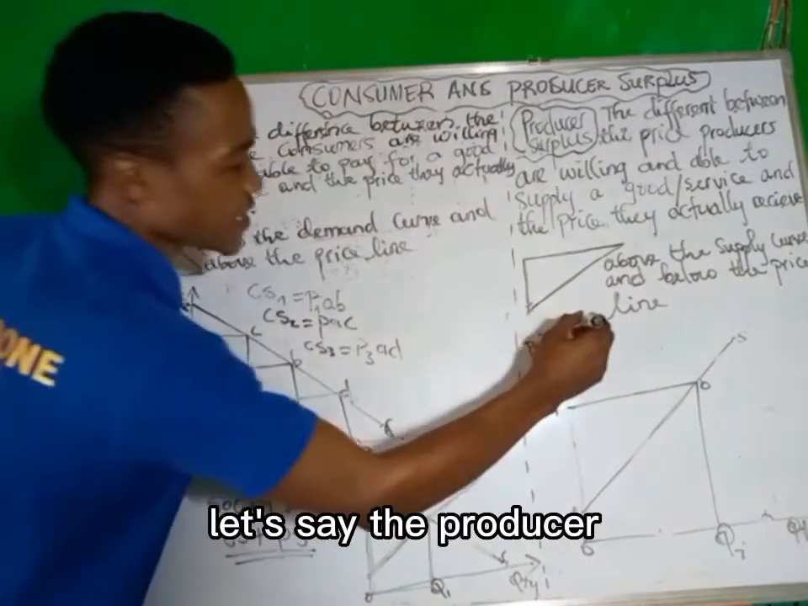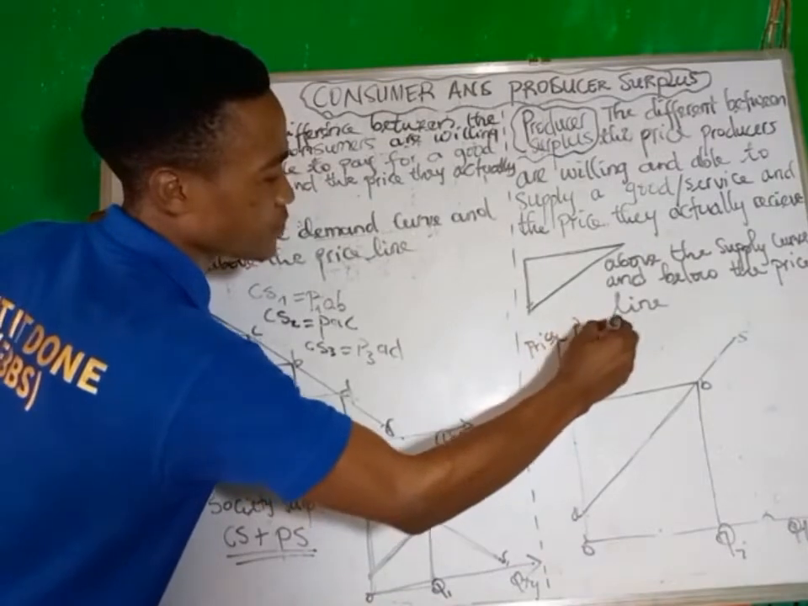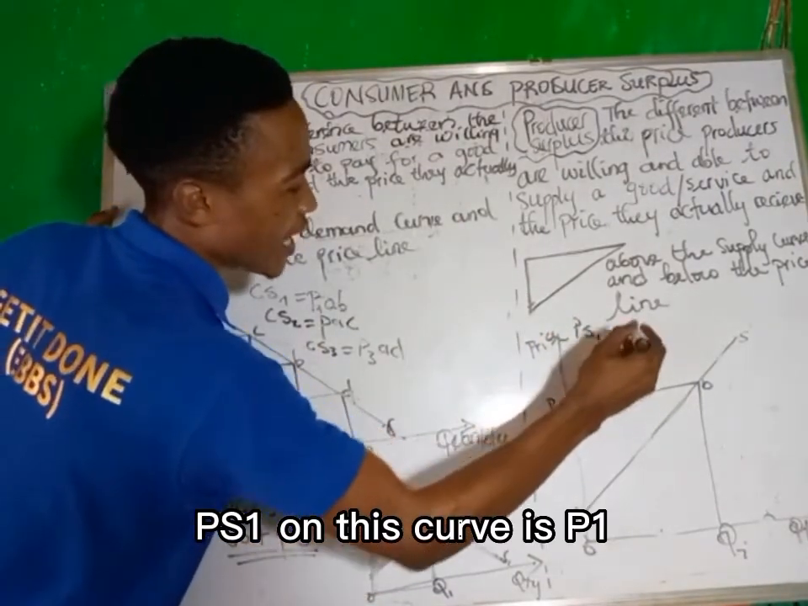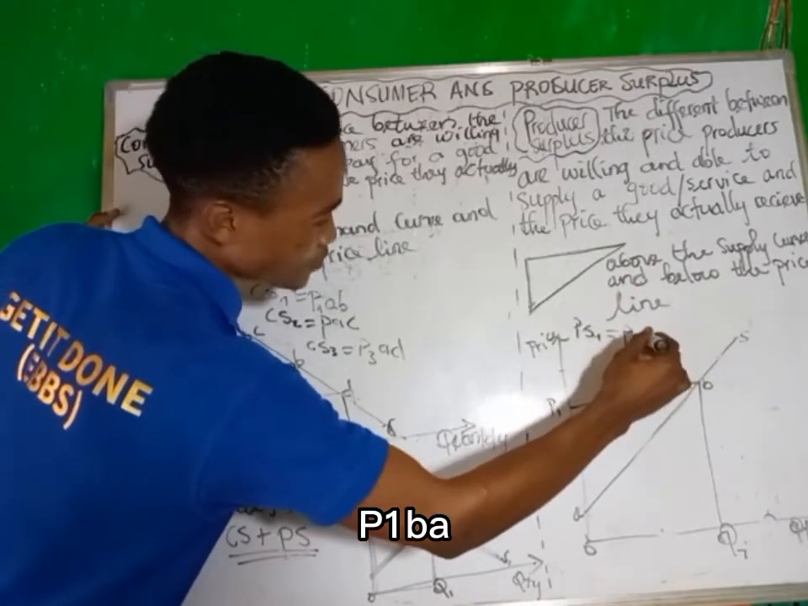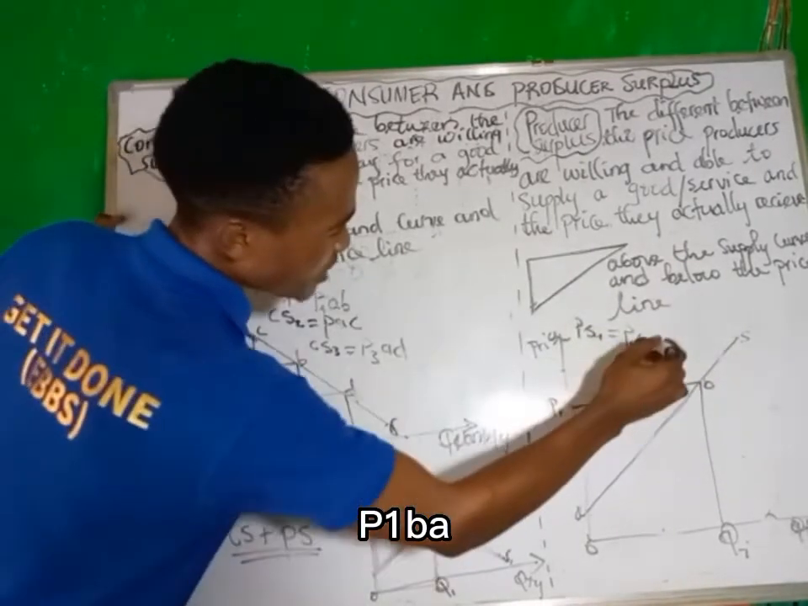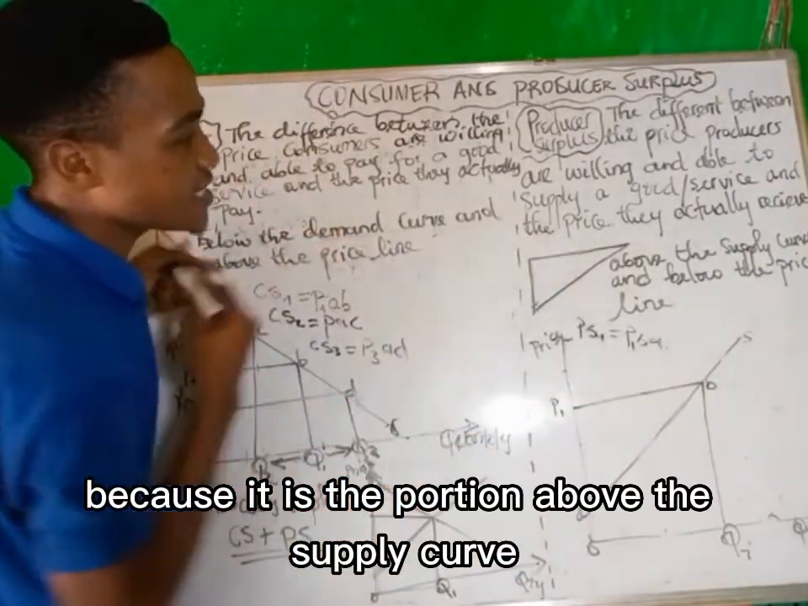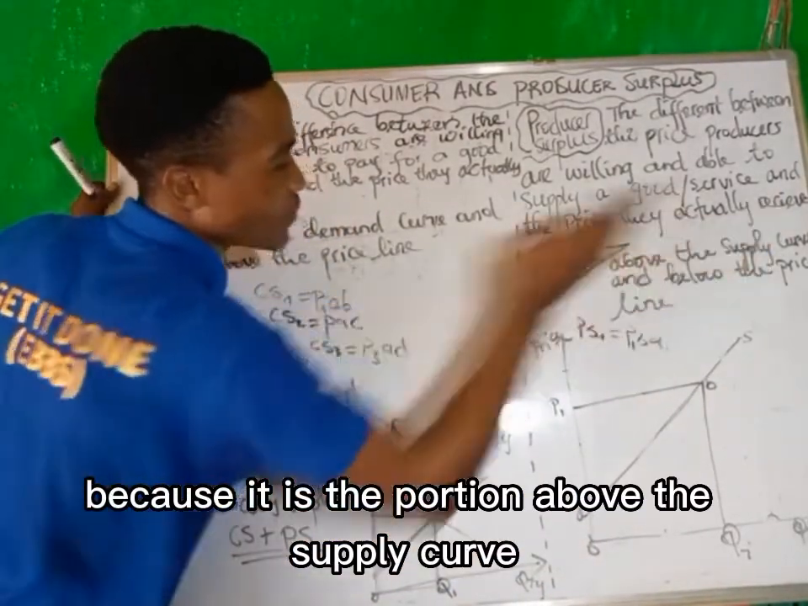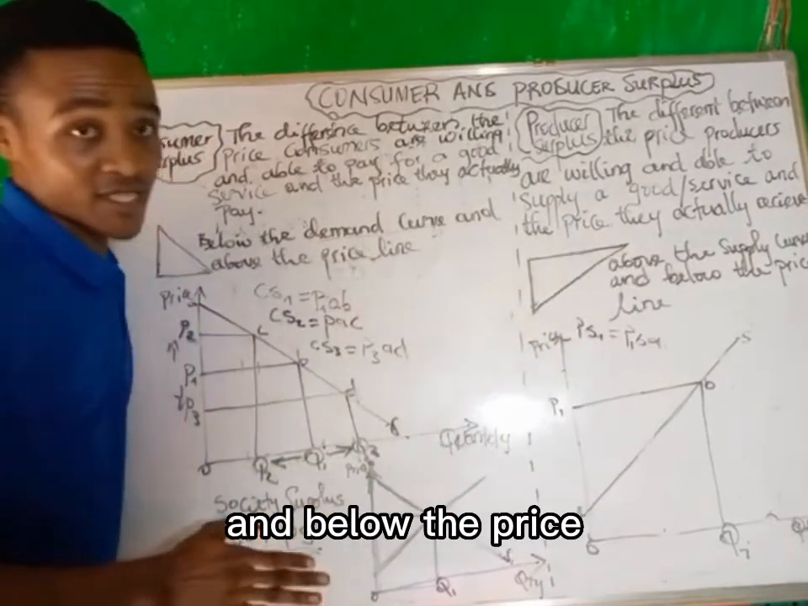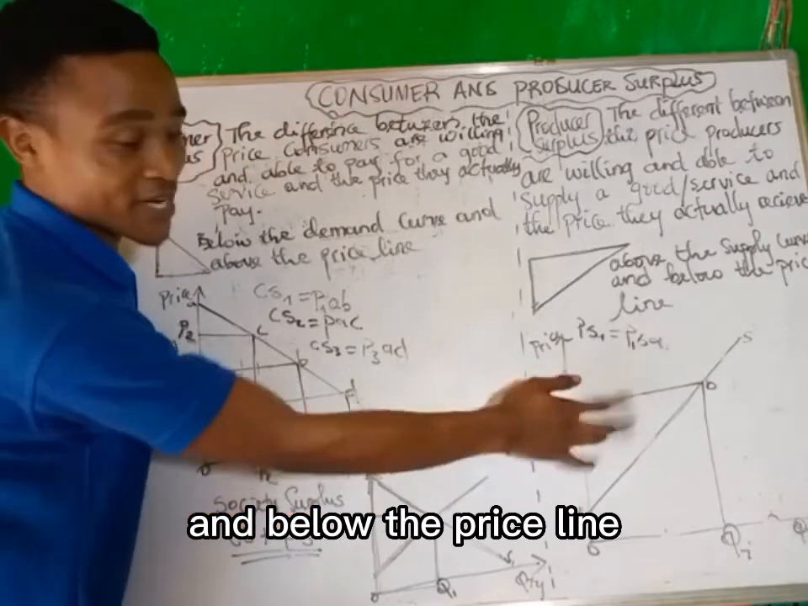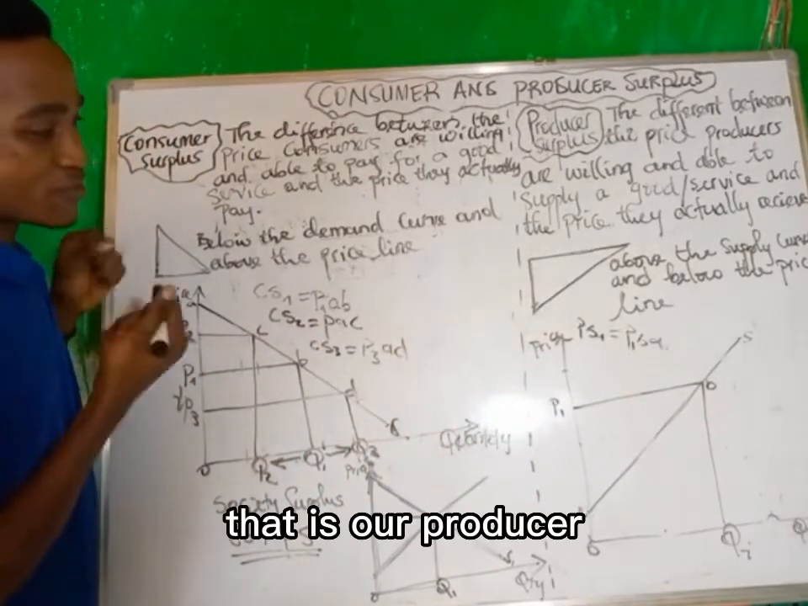So to illustrate this, let's say the producer surplus PS1 on this curve is P1BA. Why? Because it is the portion above the supply curve and below the price line. The portion above the supply curve and below the price line. So that is our producer surplus.